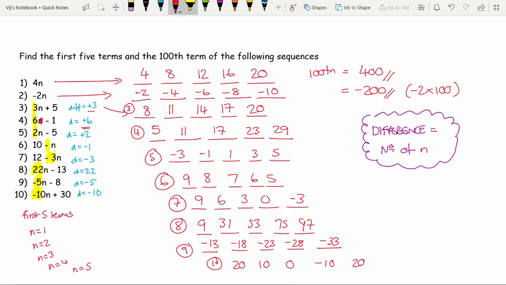Now to work out the hundredth term, this is where, if you haven't scribbled out the numbers, it comes in handy. Also make sure you're reading the questions and checking you're doing what's asked of you.